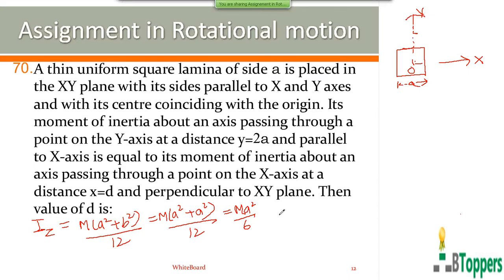So the moment of inertia of the square plate about the y-axis will be the same as about the x-axis. From the perpendicular axis theorem, I can write Iz equals Ix plus Iy. By symmetry of the situation, Iy will be equal to Ix. That means Iz is 2 Ix, or you can write Ix equal to half of Iz.